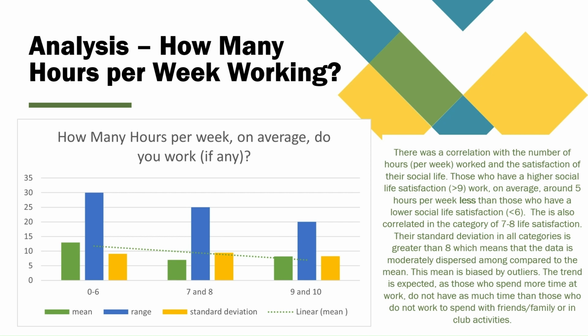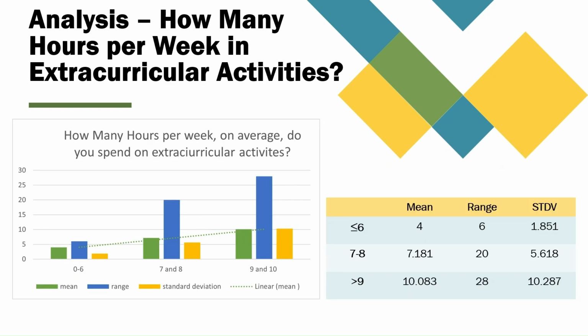This is an expected trend because we see that if you do spend less time at work, you more than likely have more time to spend with friends, spend with family, have a better social life in essence. And then how many hours per week in extracurricular activities was our next one. We did see another correlation here, with our graph here.